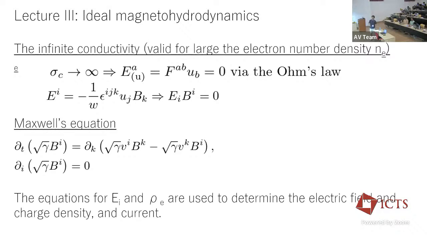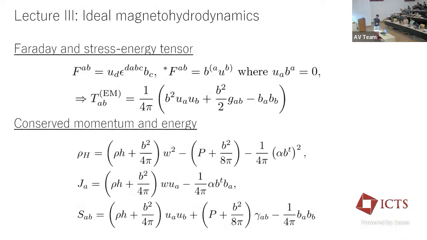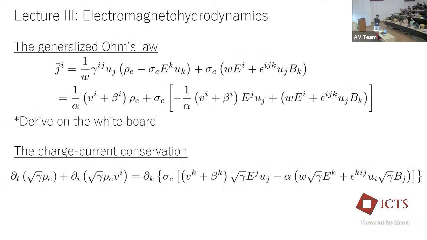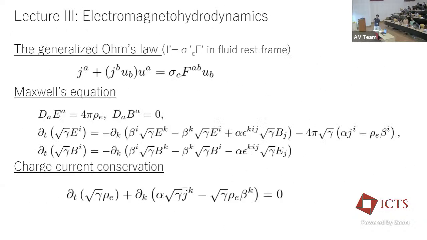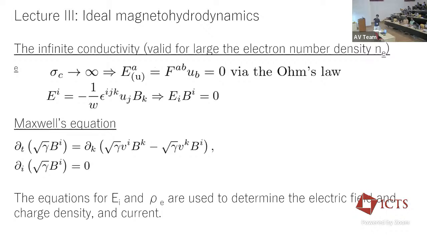Sorry. The electric field should be parallel to the magnetic field. Then by plugging this expression into these Maxwell equations, you can arrive at the induction equation in a very simplified form. This gives you the minus rotation E, and also the monopole-free, divergence-free condition.